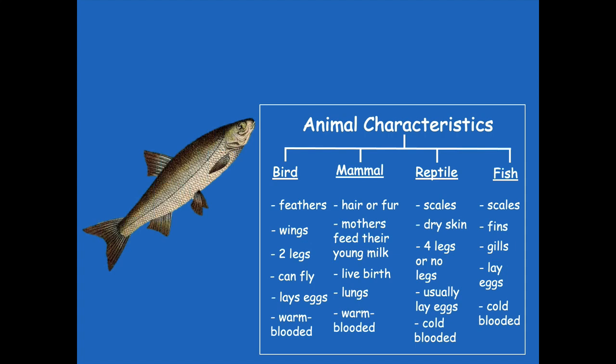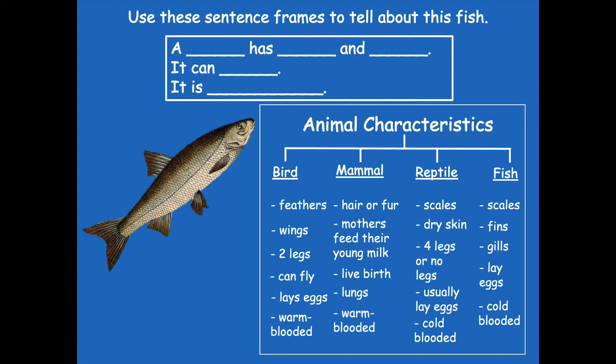So here we have what animal, friends? Yeah, it's a fish, right? So use these sentence frames to tell about the fish. So it's the same ones that I just used. I want you guys to pause the video and use the characteristics in our chart over here that have fish, and I want you to fill in those blanks. And then click play when you're ready to go over it together.